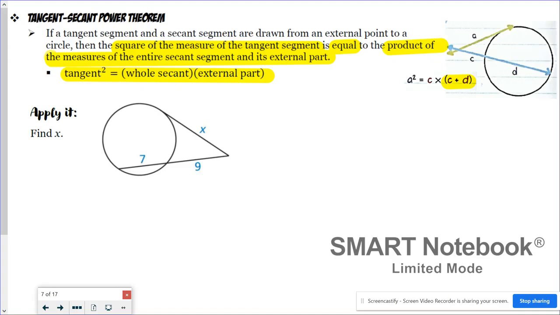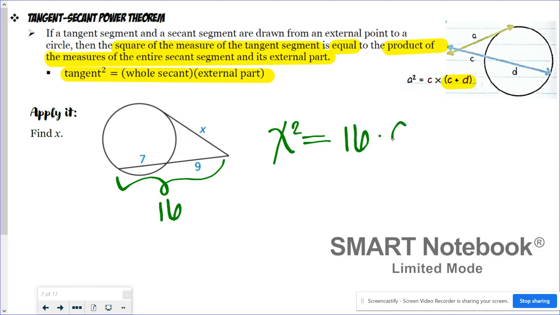All right, so the tangent is x. So I'm going to have x squared equals, and then I need the whole secant times its external part. Well, the whole secant would be 7 plus 9, and that's 16. So x squared is going to equal 16 times 9. And I just need to do that math. 16 times 9 is, I want to say, 144? Yeah, how about that? It is 144.